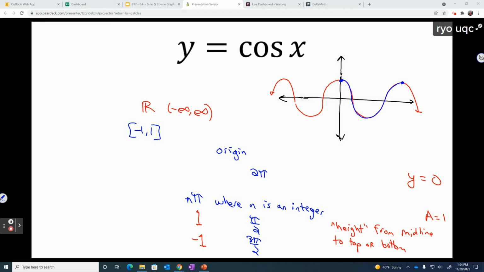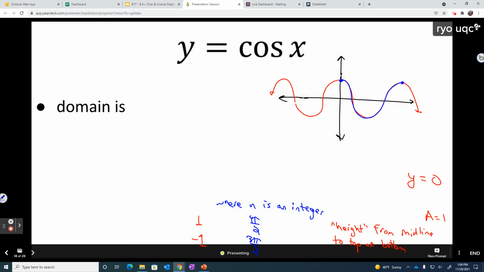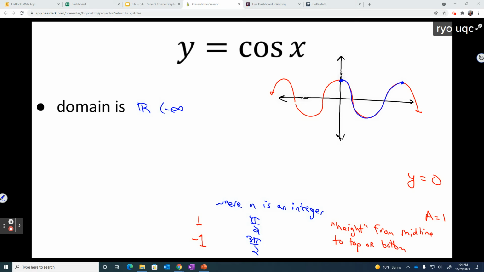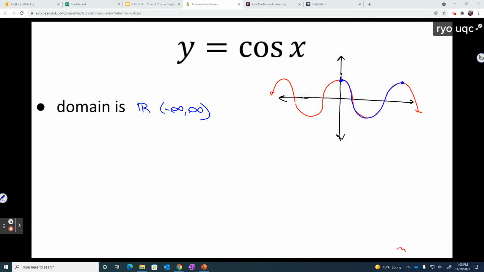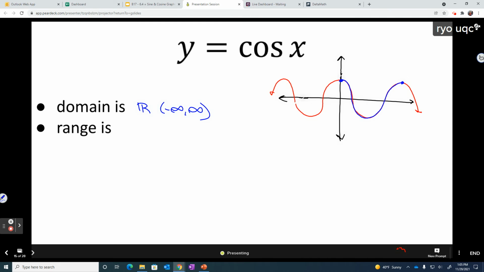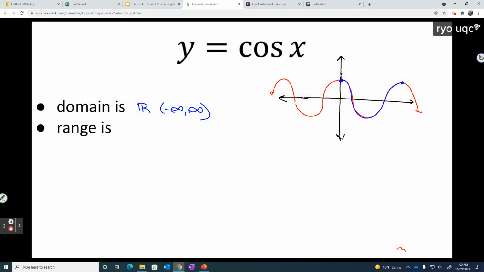All right, so domain is going to be the same because it still goes forever. It's periodic, so it goes forever. So domain is going to be all reals, or negative infinity to positive infinity. The range hits the same numbers, it goes down to -1 and up to +1. So the range is the same, brackets -1 to +1.